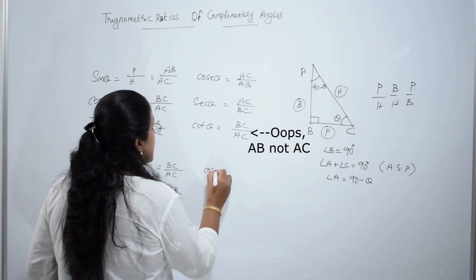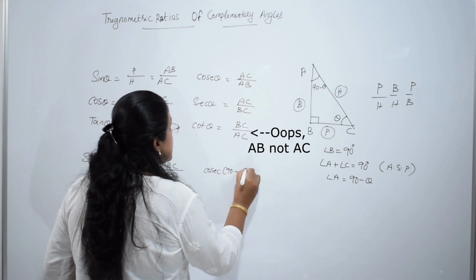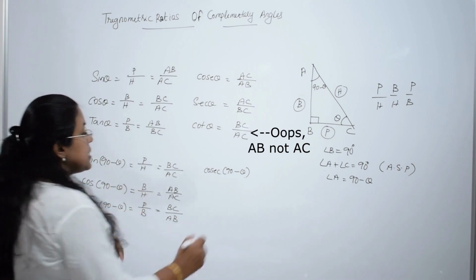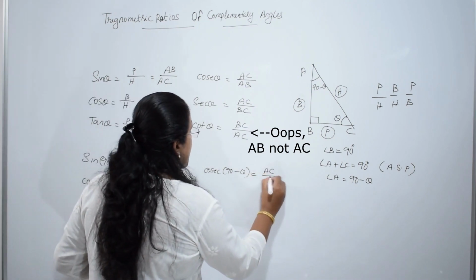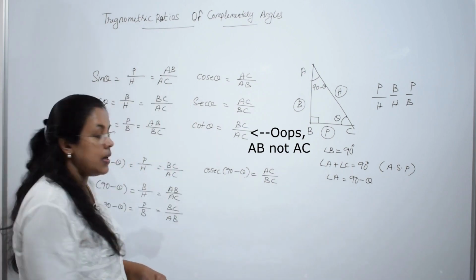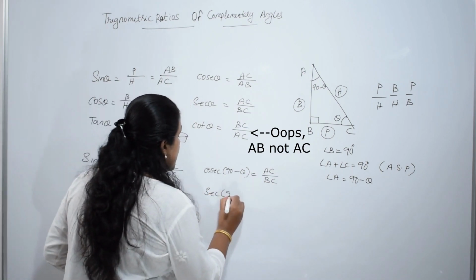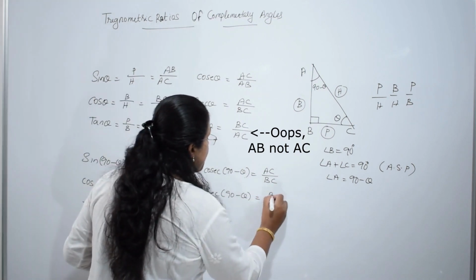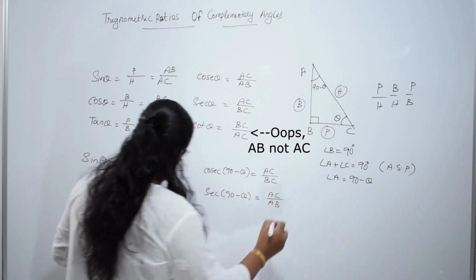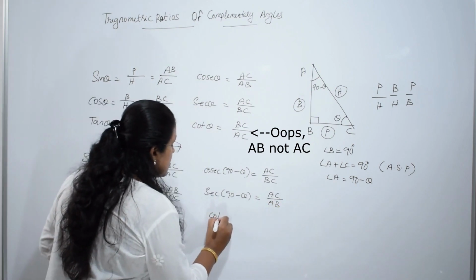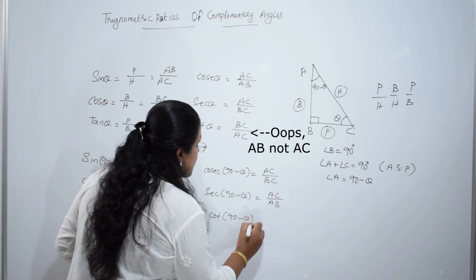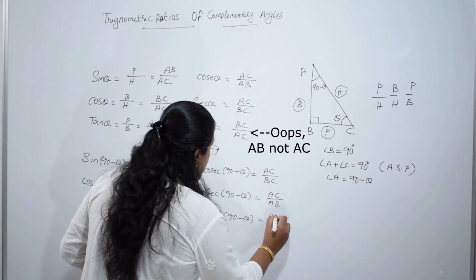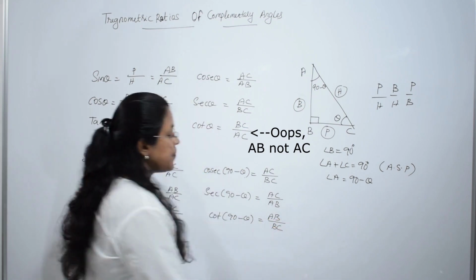Now cosec 90 minus theta is a reciprocal of sin 90 minus theta, that is AC upon BC. Now sec 90 minus theta is equal to AC upon AB, and cot 90 minus theta is a reciprocal of tan 90 minus theta, that is AB upon BC.